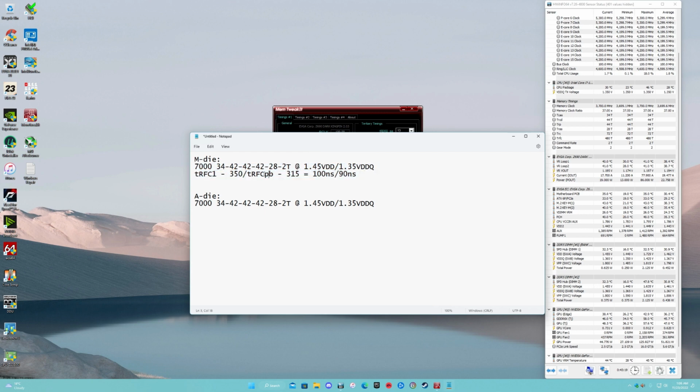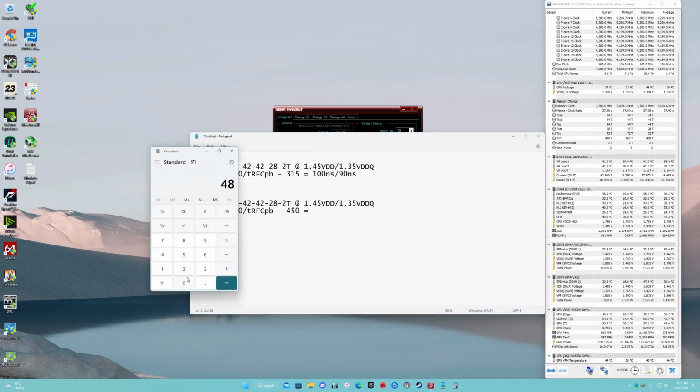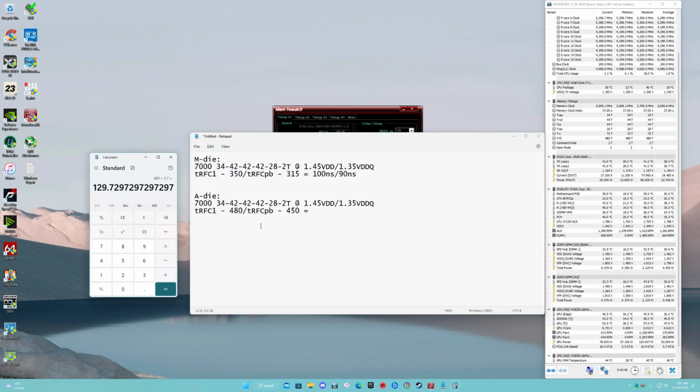And then for ADI, we are at quite a substantially higher figure, so we're now at 480 and 450, and that gives you, let's check, 480 divided by 3.7 is 129.7, I'll just say 0.7 nanoseconds, and 450 divided by 3.7 is 121.6. So quite a fair bit slower on tRFC and per bank.